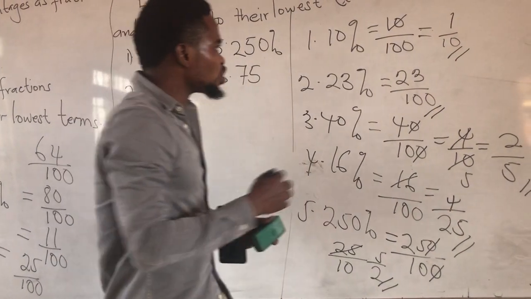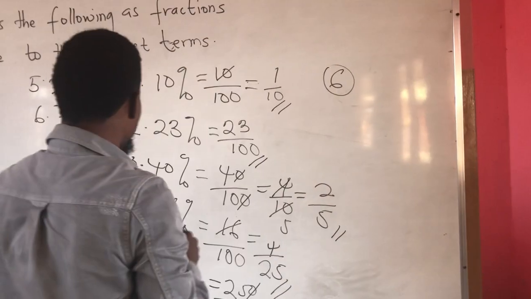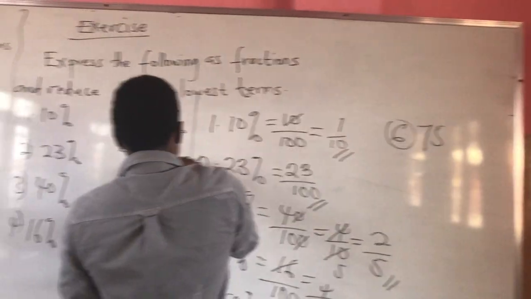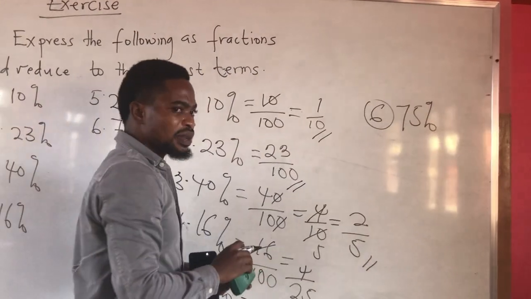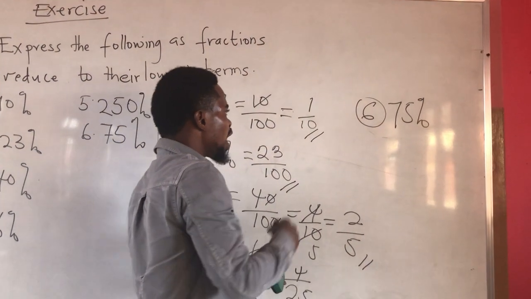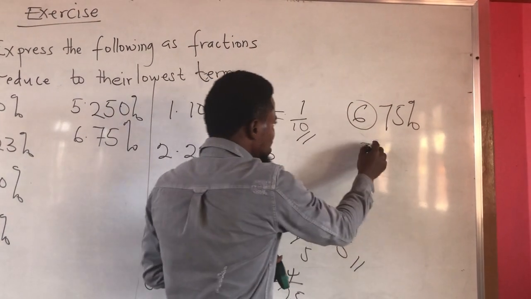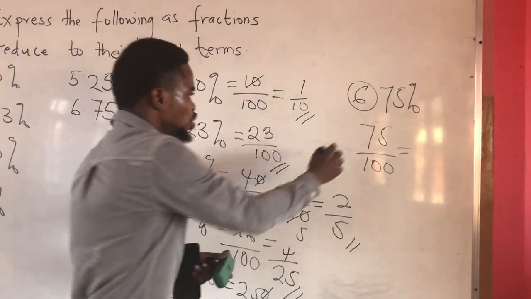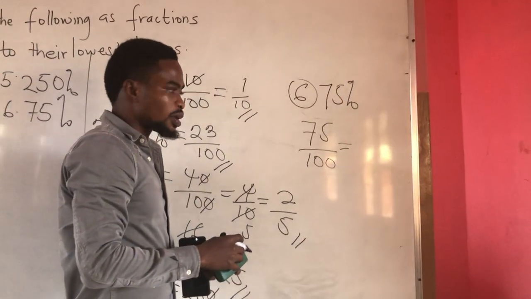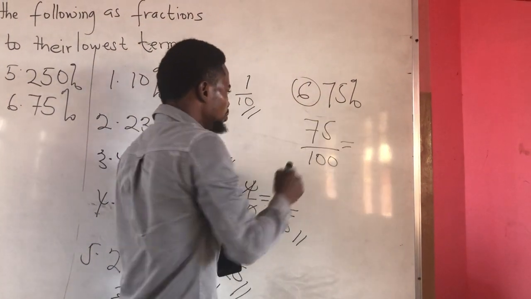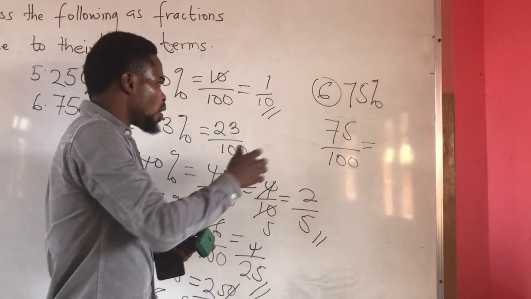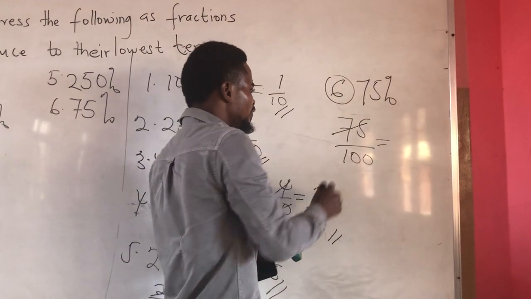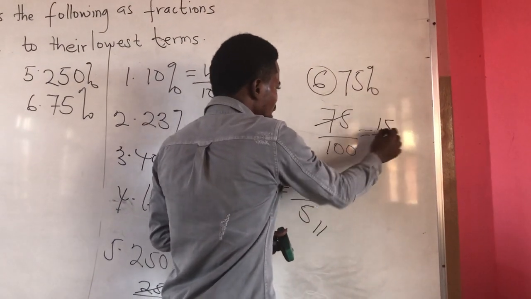Now I move on to my last question, question number 6, which is 75%. How do I express this as a fraction? I write it as 75 out of 100. Remember, percentage is out of 100. So I look for a number that can go into 75 and at the same time into 100, and I find 5. 5 goes into 75, 15 times, and into 100, 20 times.